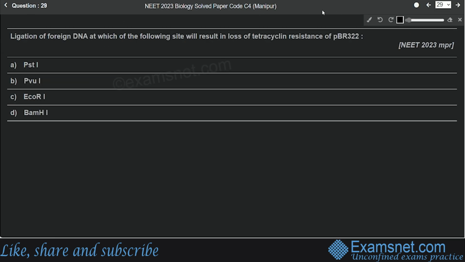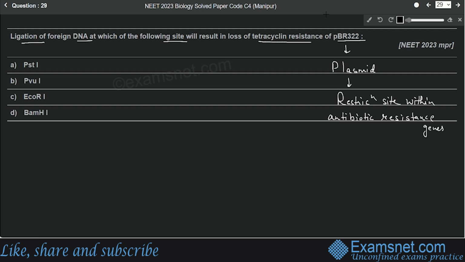Question number 29 is from the chapter Biotechnology, Principles and Processes, and the question is: ligation of foreign DNA at which of the following sites will result in loss of tetracycline resistance of pBR322. So what is pBR322? It is a commonly used plasmid vector in genetic engineering. Now within this plasmid vector there are certain restriction sites within the antibiotic resistance gene.